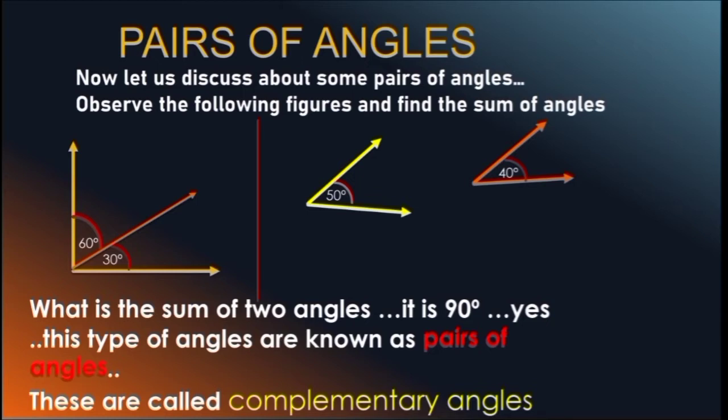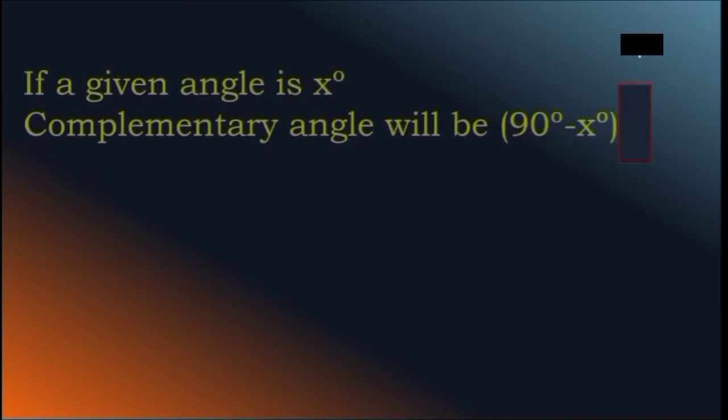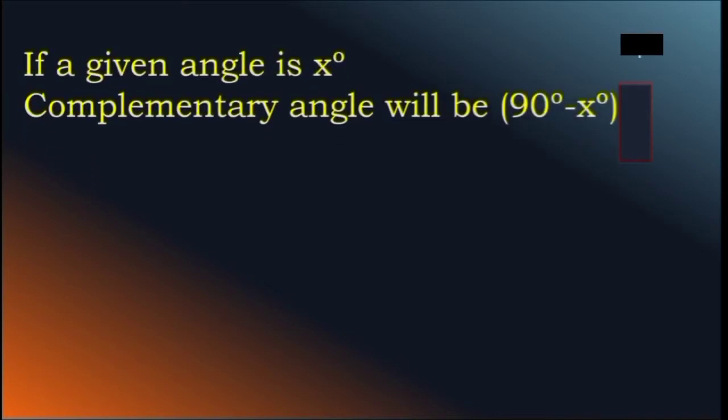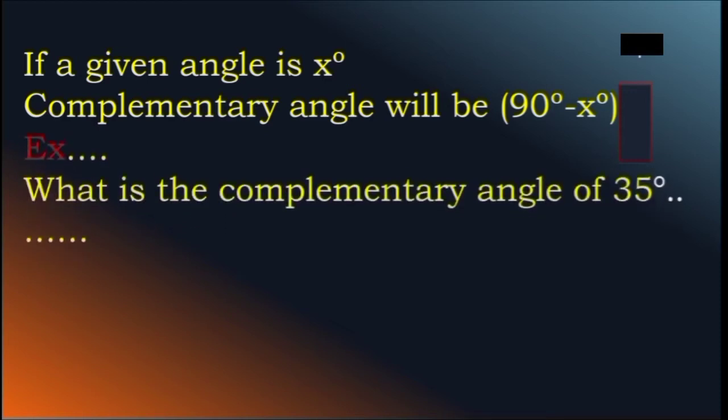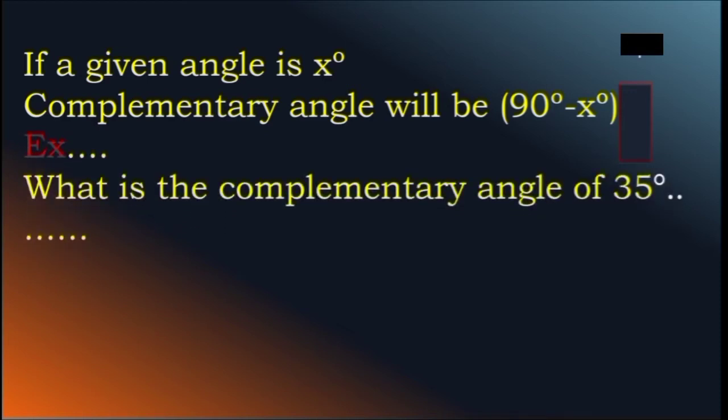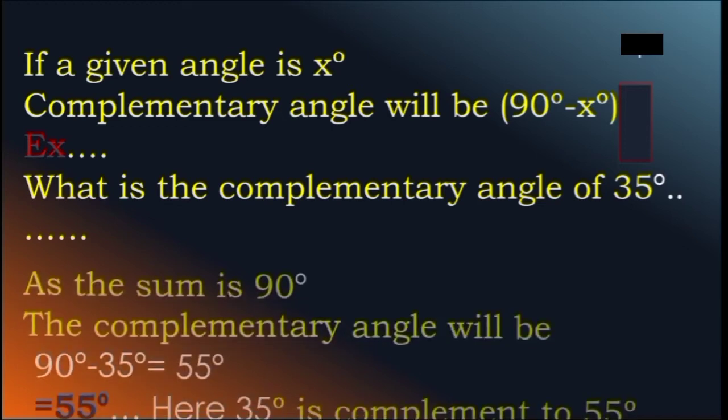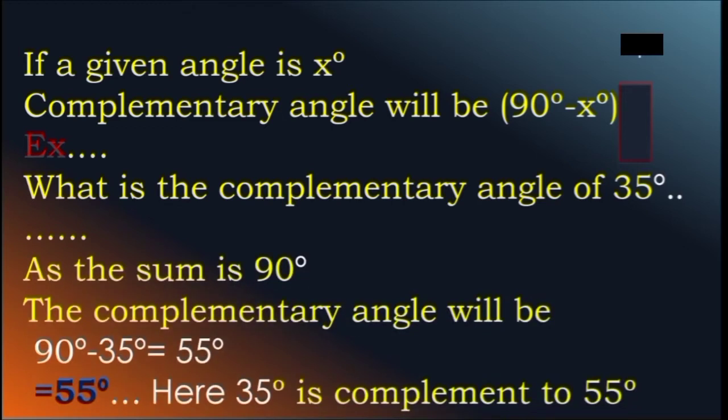When the sum of two angles is equal to 90 degree, these are complementary angles. If a given angle is x degree, complementary angle will be 90 degree minus x degree. Example, what is the complementary angle of 35 degree? As the sum is 90 degree, the complementary angle will be 90 degree minus 35 degree is equal to 55 degree. Here 35 degree is complementary to 55 degree and vice versa, 55 degree is also complementary to 35 degree.